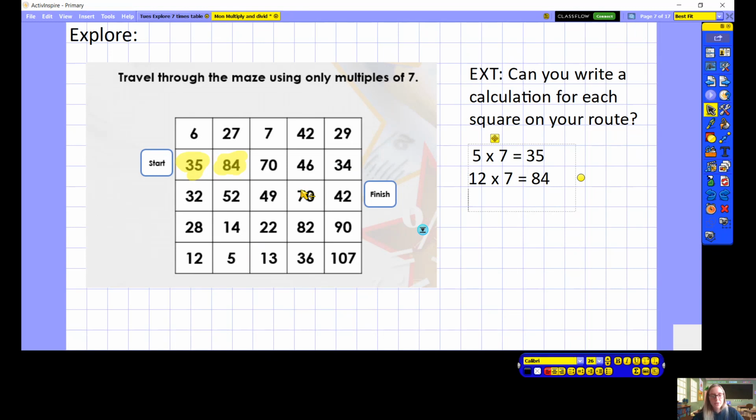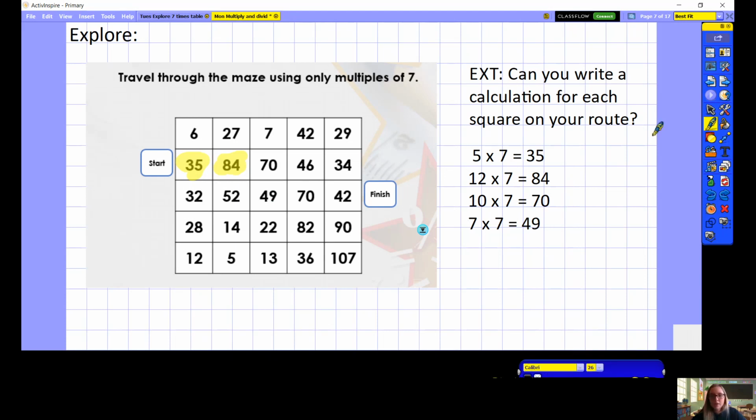Okay, so my next square would have been 10 times 7 equals 70. So this is my next square here. And then if I was looking at whether I go up or down. Now, 7 is a multiple of 7. However, I'm going to try and get to the finish point. So if I look at my other options, I've also got down here 49. And I know that 7 times 7 equals 49. So I'm going to take that option there and go down in the maze.